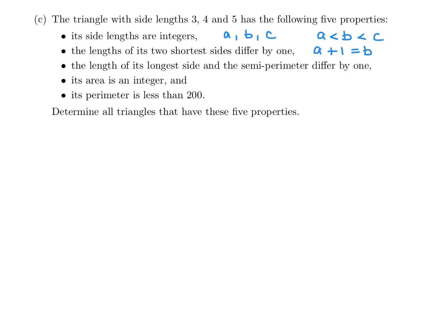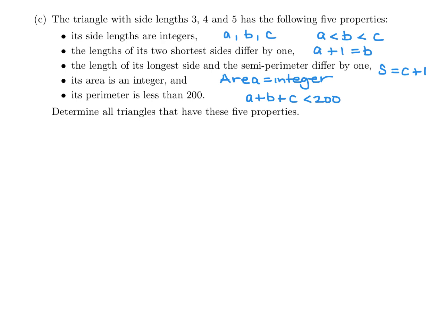The length of its longest side and the semi-perimeter differ by 1. So if S is the semi-perimeter, it would be C plus 1, because C is the longest side. And then the area is an integer. I'm not sure what else I can write there. And the perimeter is less than 200. So A plus B plus C is less than 200. Okay, so that's basically just converting words into numbers.